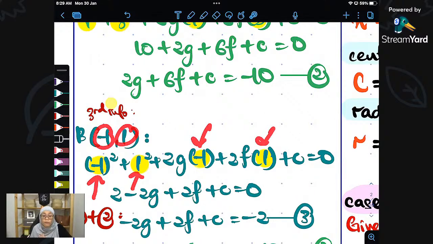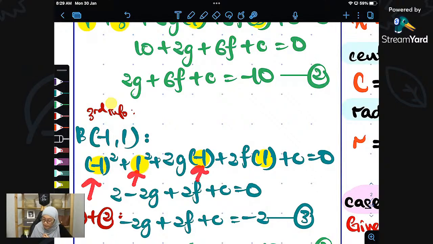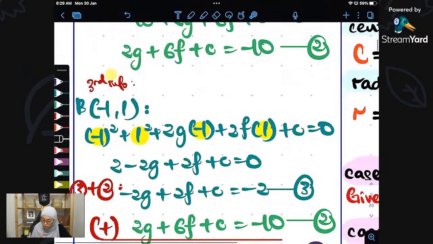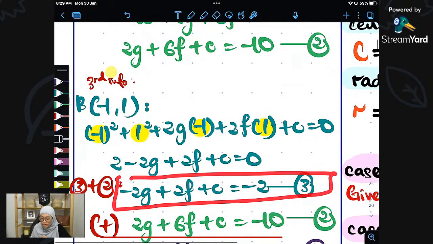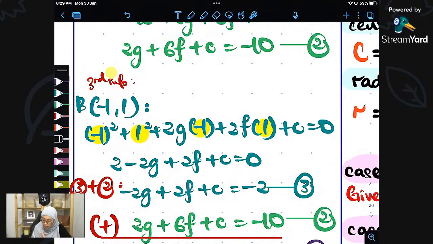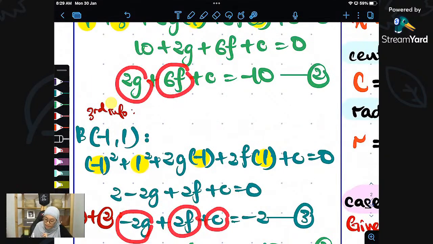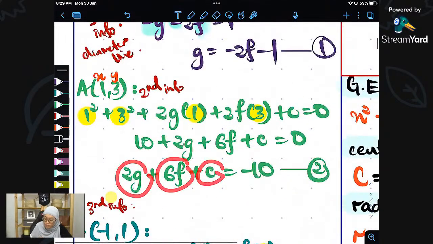So please write it down there in your notes. Write down negative 1 and 1 inside of this general equation, the raw formula. And then we simplify it, we will get this. This is my third equation. Okay, if you notice, everything is in the form of G, F and C. This one has only G and F.